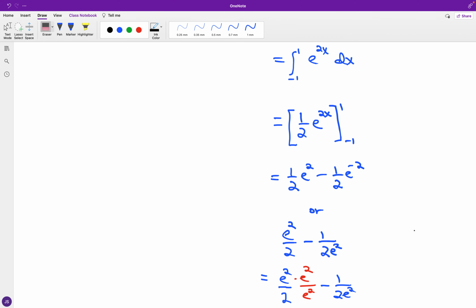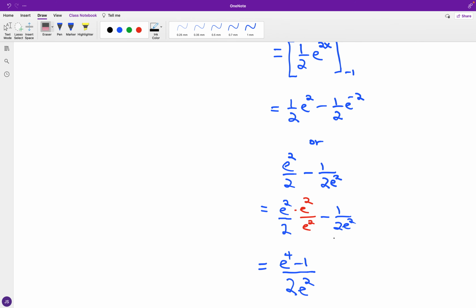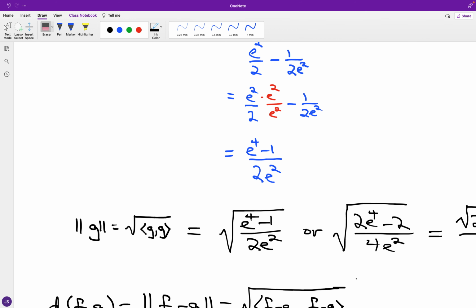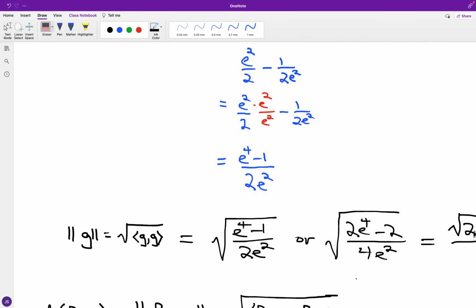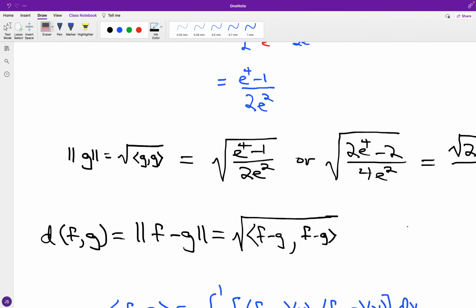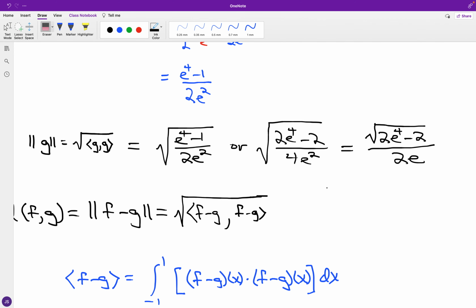And if you were to consolidate as a single statement, we're going to have e to the 4th minus 1 all over 2e squared. And for the norm of g, if I were to take the square root of the inner product of g, again, that could have been the square root of 1/2 e squared minus 1/2 of e to the -2. But with the consolidated statement, if I were to put this in reduced radical terms without the radical in the denominator, this would be the square root of 2e to the 4th minus 2 all over 2e.